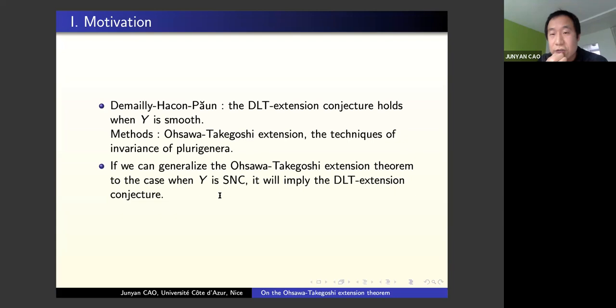So if we could generalize the Ohsawa-Takegoshi extension theorem to the case where Y is a simple normal crossing, probably by using a similar argument of the Mayer-Hay compound, we can prove the DRT extension conjecture. So that's the main motivation of our works.